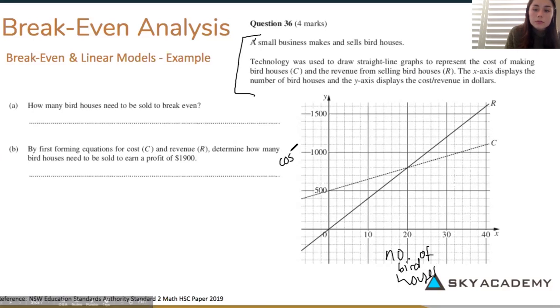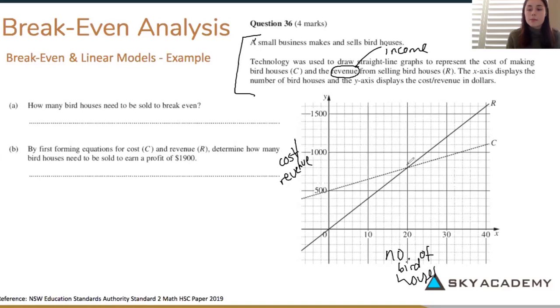What is revenue, you may ask? Well, revenue is simply income. So we know revenue to be income. There we go. So now question A says, how many birdhouses need to be sold to break even? And so we know the break-even point is the point of intersection, which will be here.